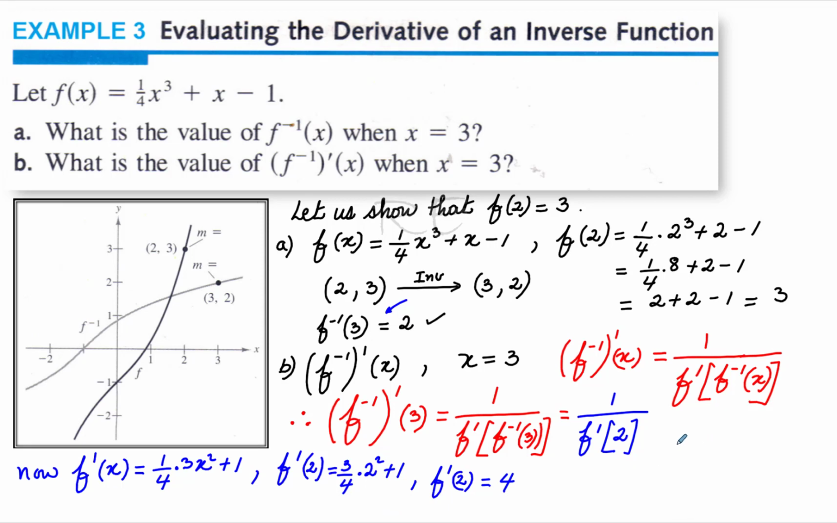We just have to write our answer. The derivative of the inverse of f at 3 is equal to 1 over 4.